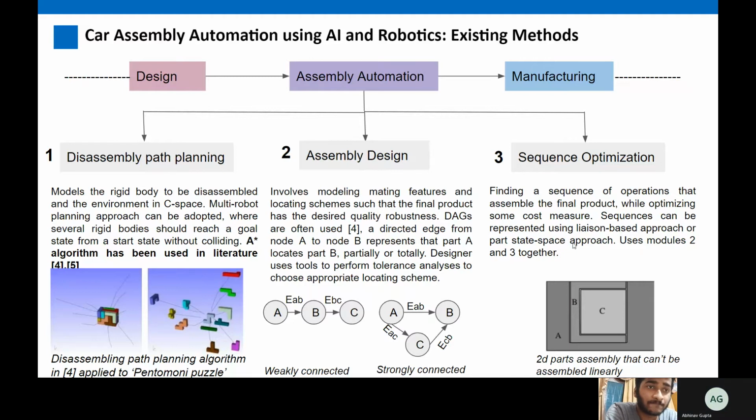As you can see in the figure, if we are to apply this particular locating scheme as given in this strongly connected figure, we cannot possibly make an assembly of this type, because for making the assembly of this type, we should first make a subassembly BC, and then we should place subassembly BC inside the part A. Otherwise, it can never be assembled. So these parts cannot be assembled linearly.